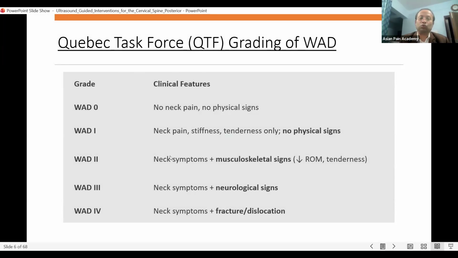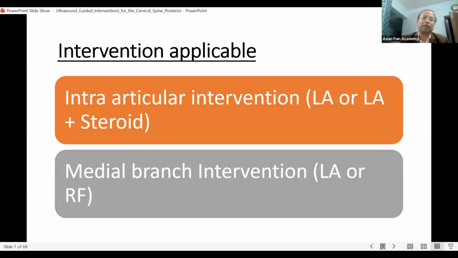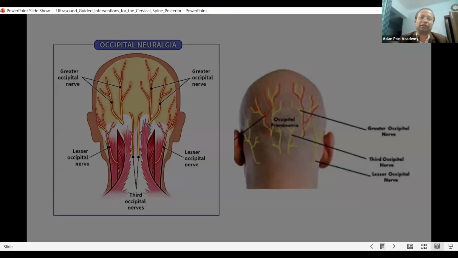So grade 2, where the patient comes with neck symptoms plus these musculoskeletal signs, are the cases where we will target facet joint intervention for diagnosis. Intra-articular intervention or medial branch intervention, these two are only applicable for facet joint. Either you inject inside the joint with steroid and local anesthetic, or you go for the medial branch with local anesthetic as a diagnostic block, then you go for radiofrequency for definitive treatment.